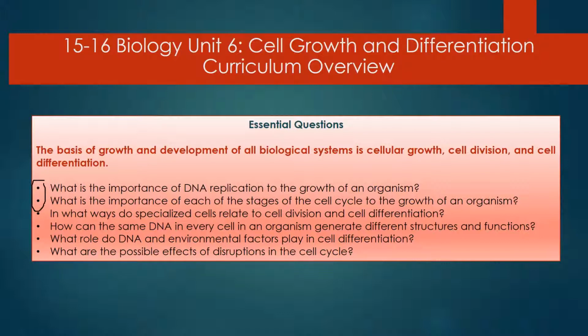The first two are specifically for Unit 6 PA1, and that is what is the importance of DNA replication to the growth of organism, and what is the importance of each of the stages of the cell cycle to the growth of an organism. So both of these go directly with PA1, and the other questions in addition to questions 1 and 2 all go with PA2. So here are your available PA essential questions that you can utilize in your explain portion.